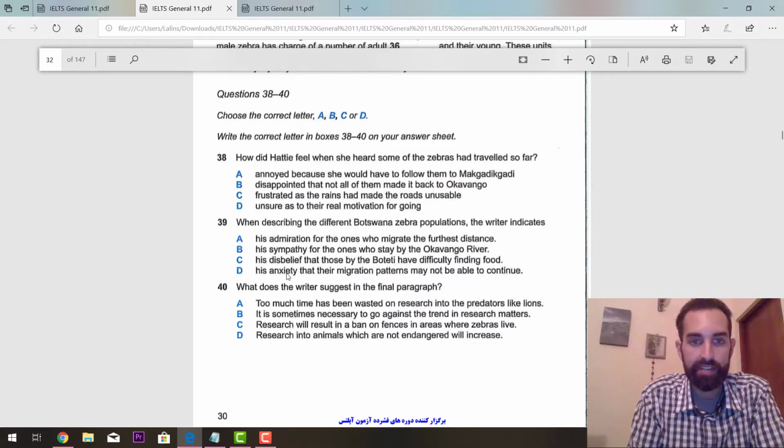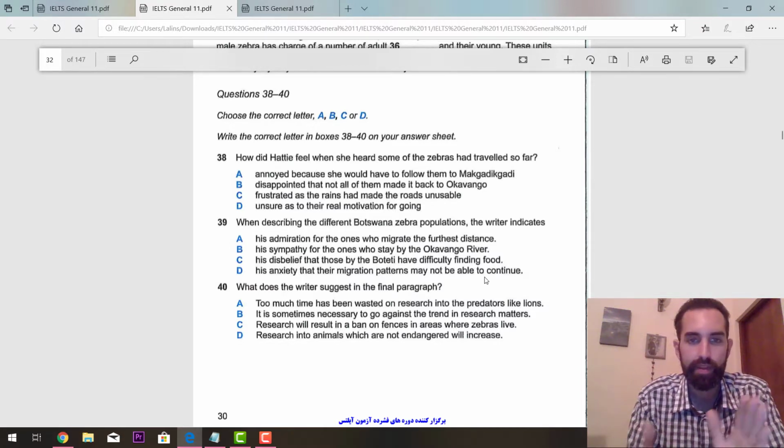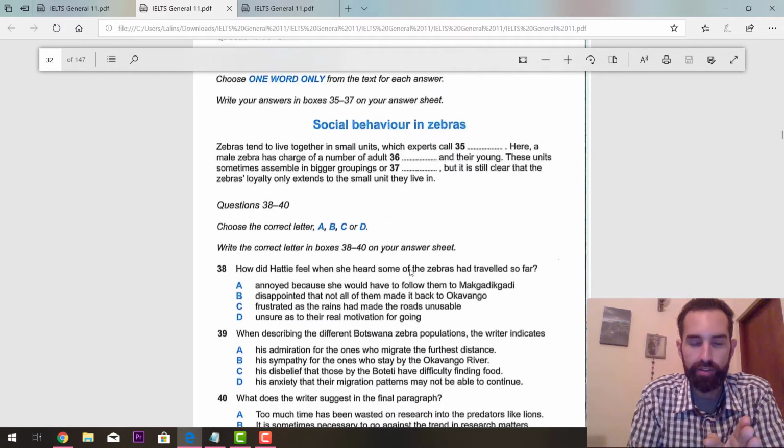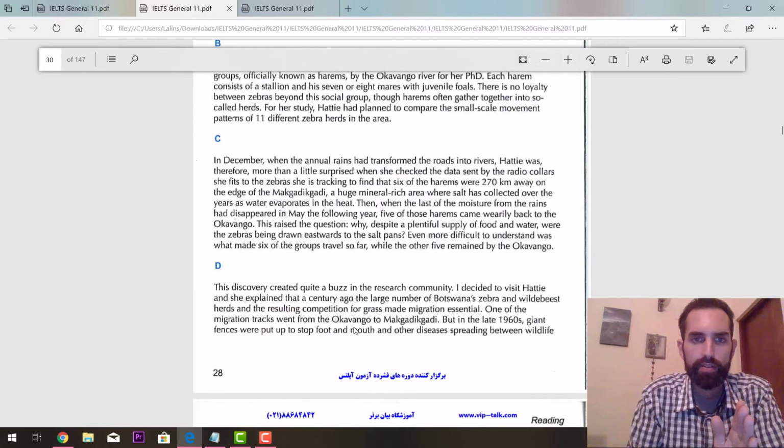Or D, his anxiety that their migration patterns may not be able to continue. No, there's nothing about anxiety because their migration is clearly continuing afterwards, after they remove the fence. So it's not D. There was no disbelief. I think it's A, the admiration for those who migrate the furthest distance, because I think that was in section A. Let's go up.